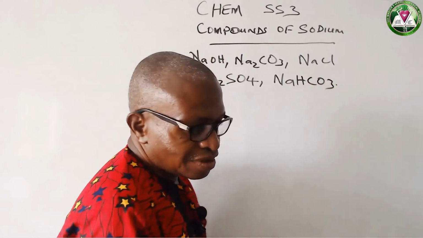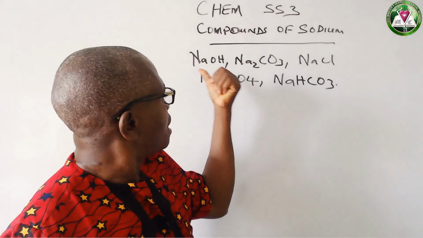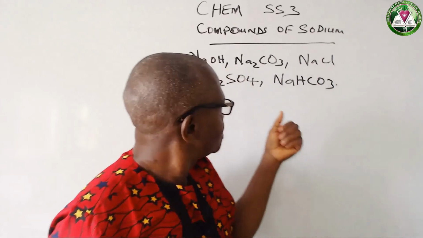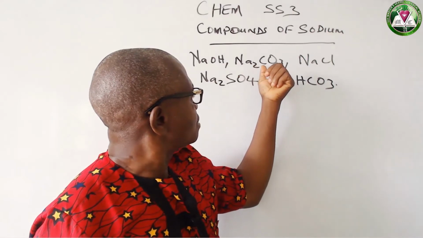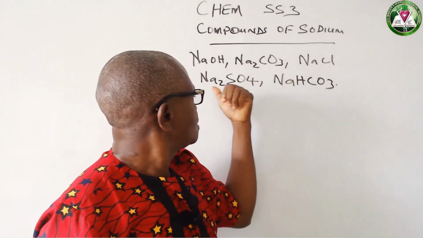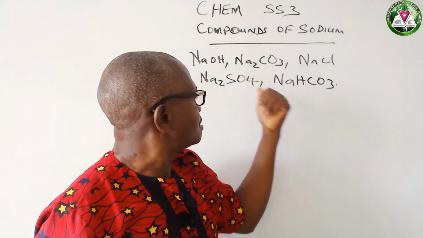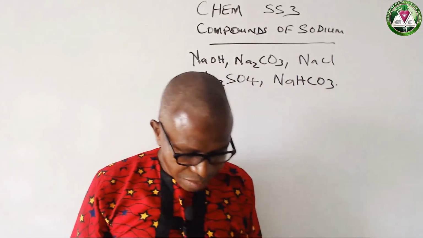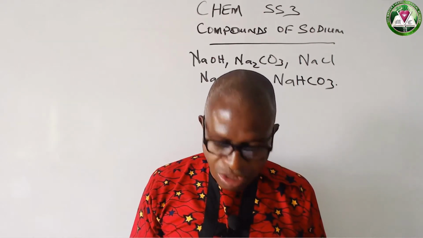As an SS3 student, you are supposed to know the names of these compounds that I wrote the formulas of. The first one there is sodium hydroxide. The second one here is sodium trioxocarbonate(IV). The third one is sodium chloride. The fourth one is sodium tetraoxosulfate(VI). The fifth one is sodium hydrogen trioxocarbonate(IV). We will look at sodium hydroxide first.